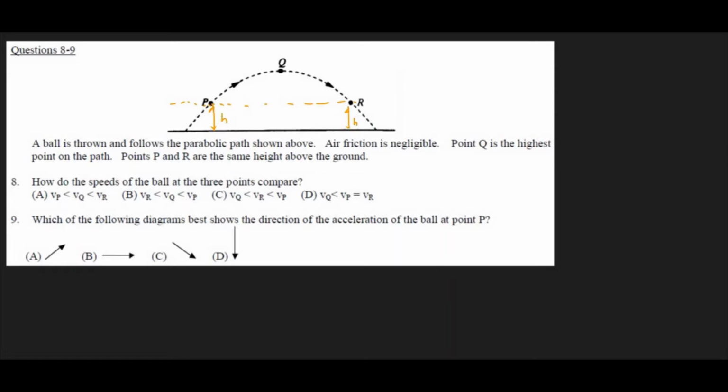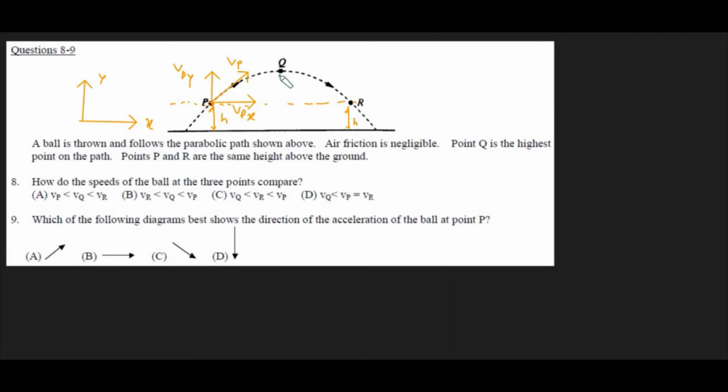So at the position P, if we draw the velocity diagram, the velocity would be along the tangential direction, represented by Vp. That can be resolved into two components, Vpx and Vpy, where this is the x-axis and y-axis. Vpx and Vpy represent the components of velocity at the point P along the x direction and along the y direction.